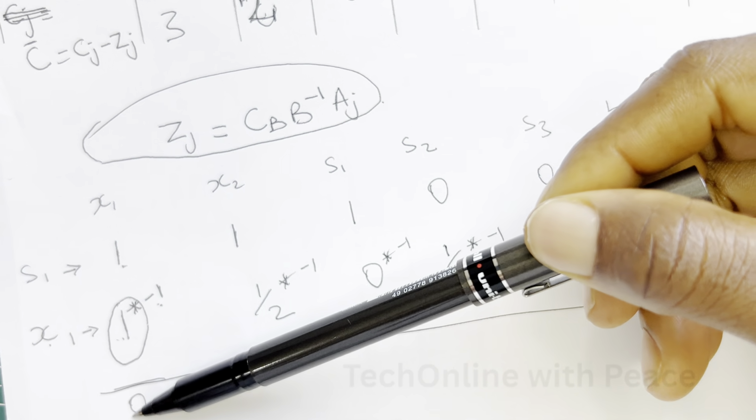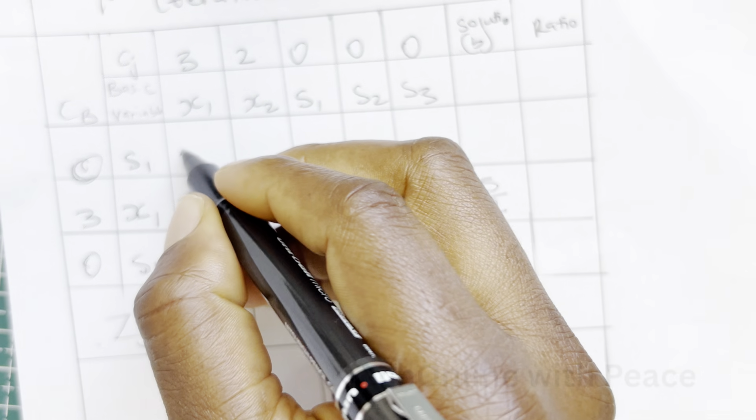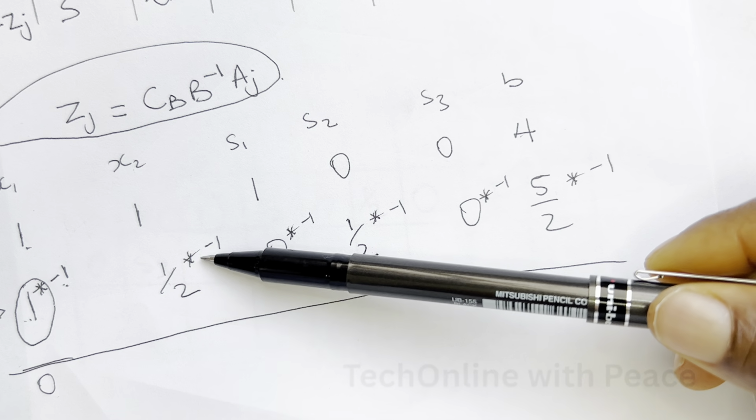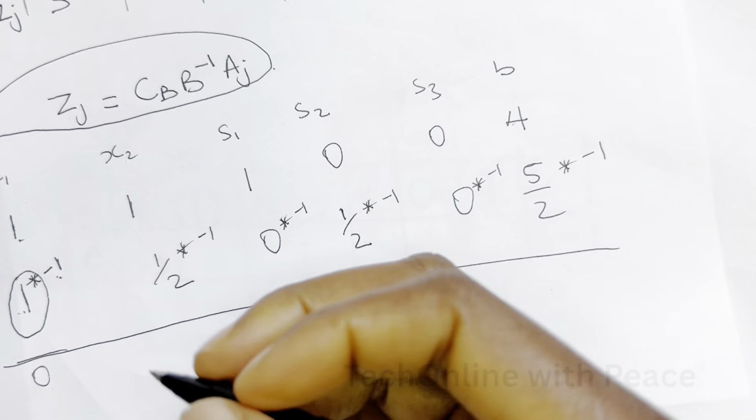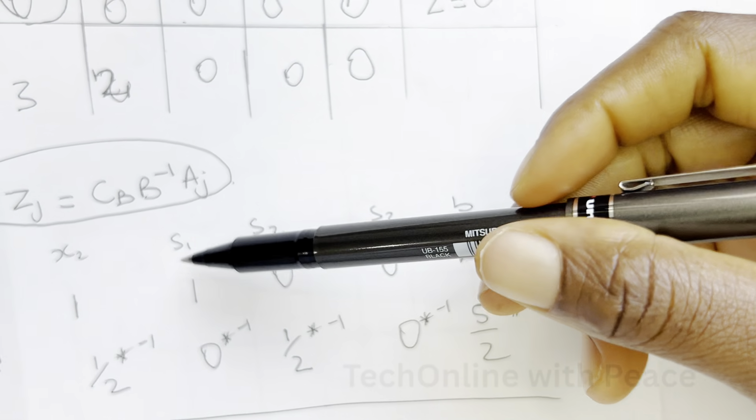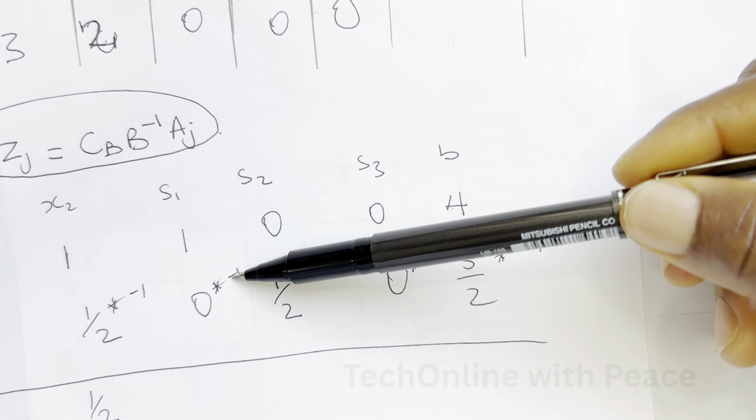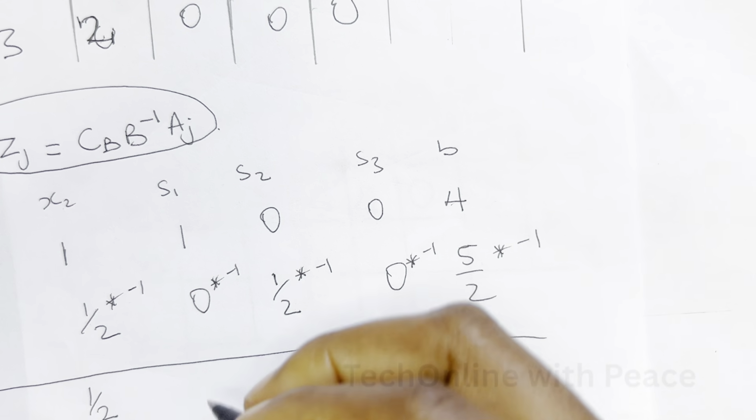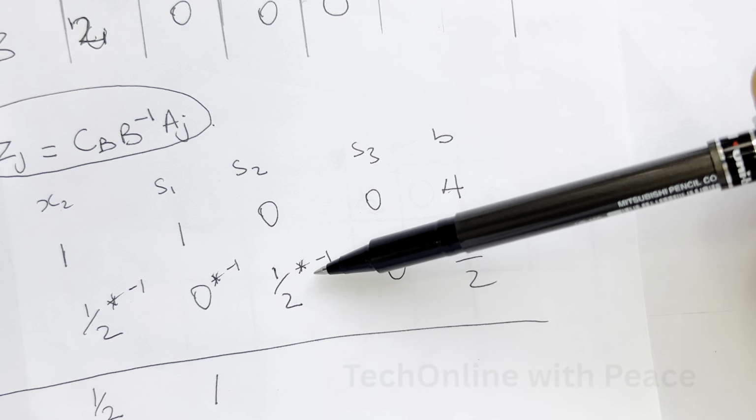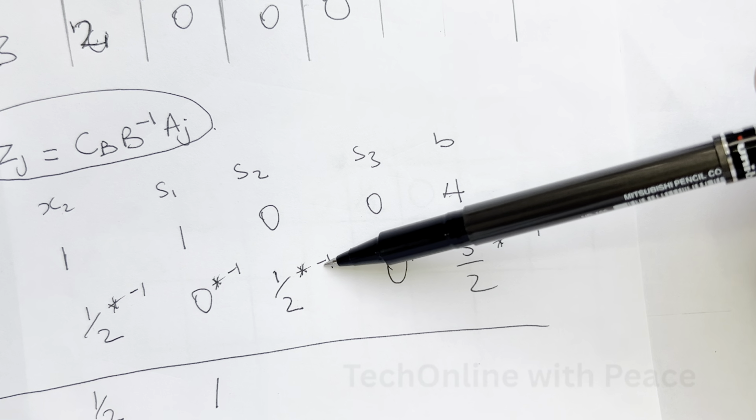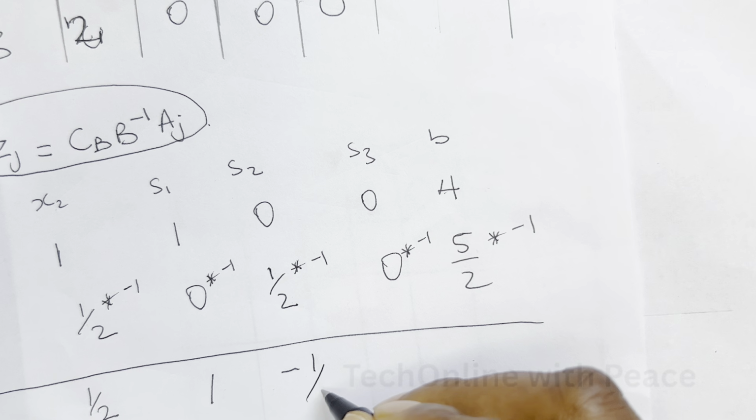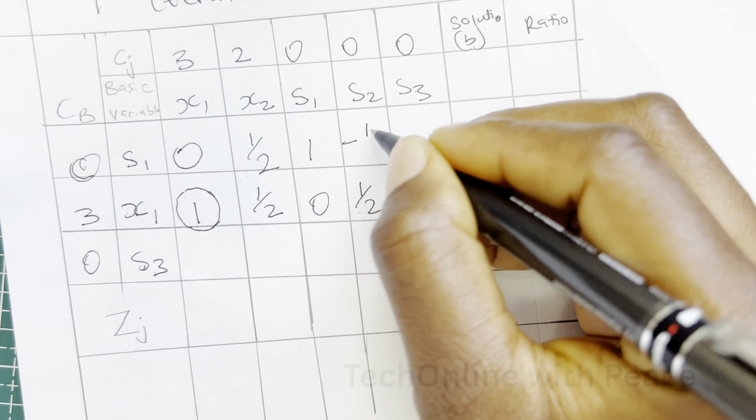Our new value for x1 is 0. We write 0. For s2, for the second one, 1 over 2 times minus 1 will give us minus half. 1 minus half will give us half. So we have half here. For x1 here, 0 times minus 1 will give us 0. 1 plus 0 will give us 1. So we have 1 here. For x2, 1 over 2 times minus 1 will give us minus 1 over 2. 0 minus 1 over 2 will give us minus 1 over 2. So we'll say here minus 1 over 2.